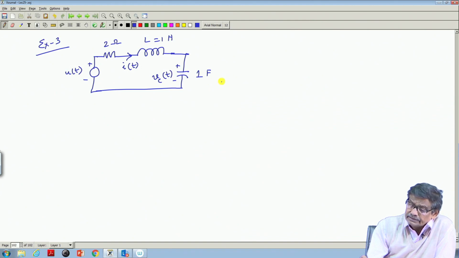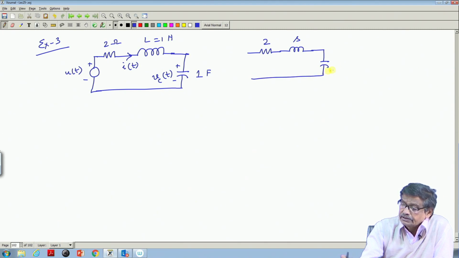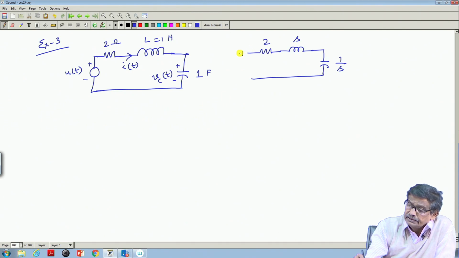In this case the transform diagram in the S domain will be: this is 2, this is sL, that is S into 1, which is S, and this is 1 by CS, that is how much? 1 by S only. And this is your U(s), which is equal to 1 over S, because I am applying a unit step.